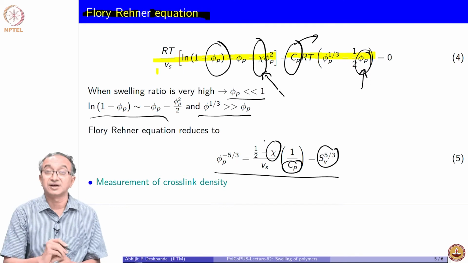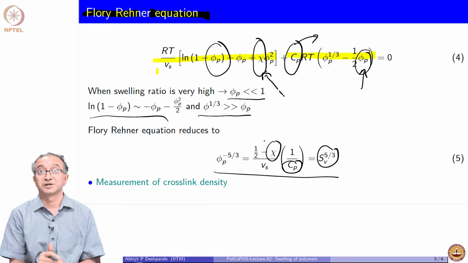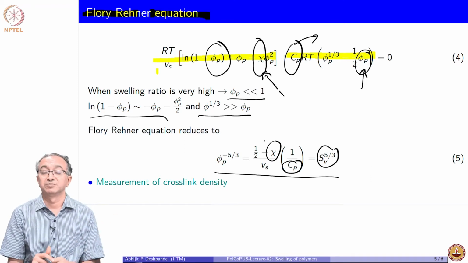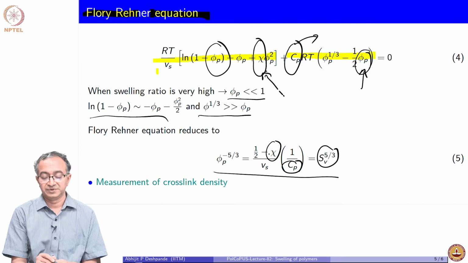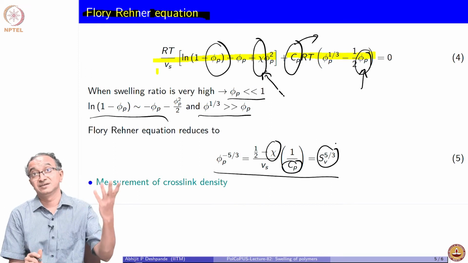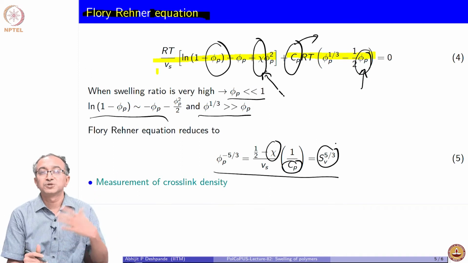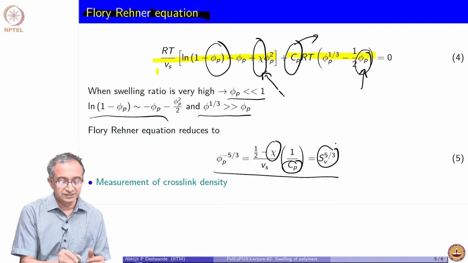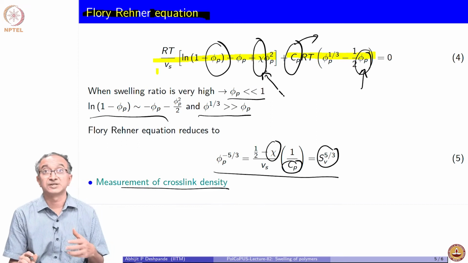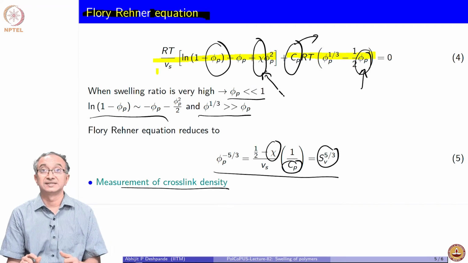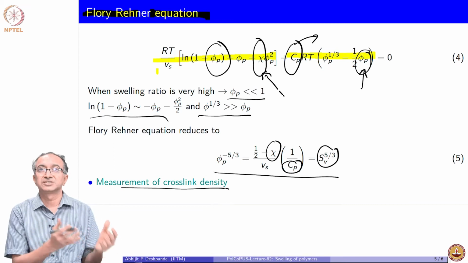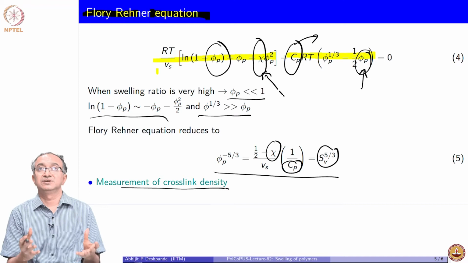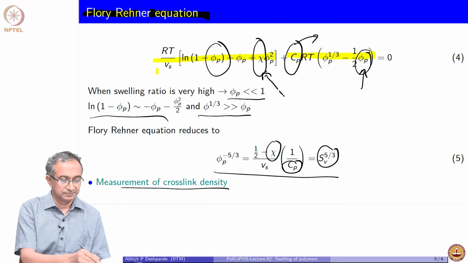They are inversely related to each other. On the other hand, look at how it is related to chi, which is the interaction parameter. When chi is more negative, interactions are more favorable. So, more and more chi being negative implies higher and higher swelling ratio. So, that means more solvent can go in because of more favorable interactions. So, using this Flory Rehner equation, therefore, we can actually do measurement of crosslink density. And so, there are standards available to measure crosslink density of thermoset and rubbers based on this theoretical basis.